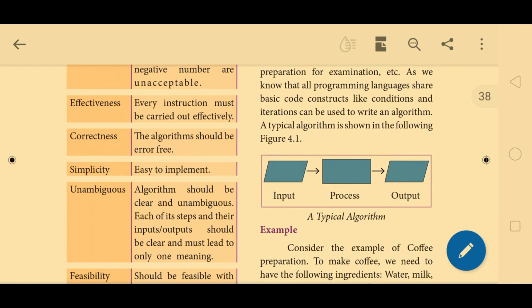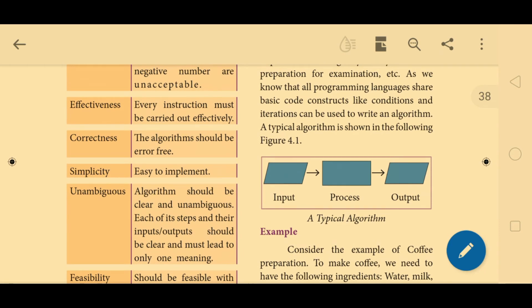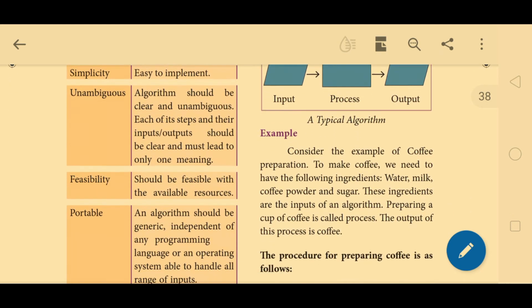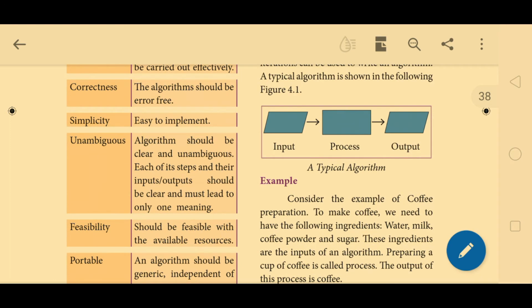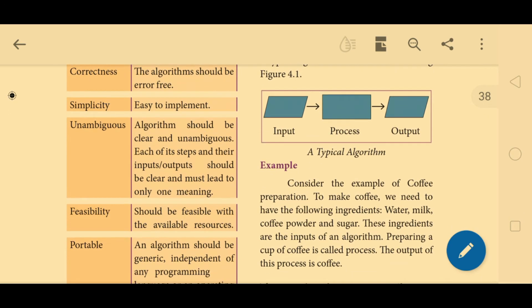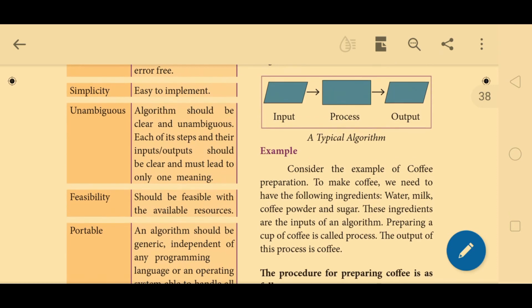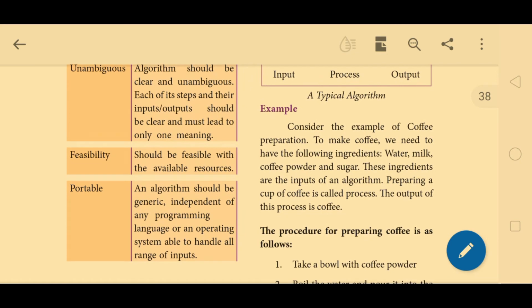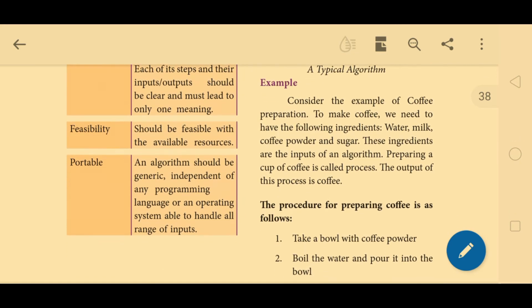These are the basic programming constructs with which we build conditions and iterations. Conditions are based on decision making. A typical algorithm accepts input given by the user and processes the input to produce the desired output. Let us see an example of coffee preparation.